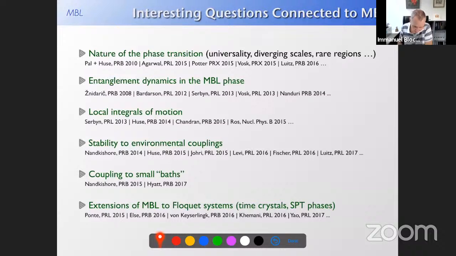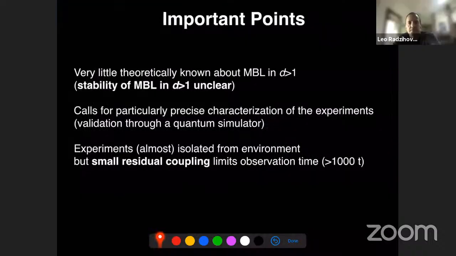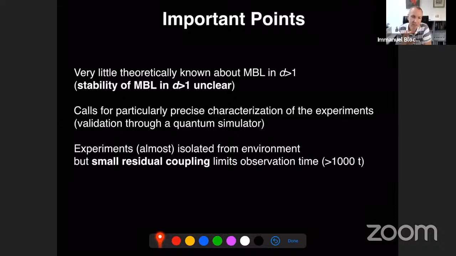Okay, so here are a couple of questions that are interesting. I'll come back to those. Here are some important points I want to state right before we go to the experiment, because it's really important to what we can say in the experiment, what we can not say, where we have limitations.